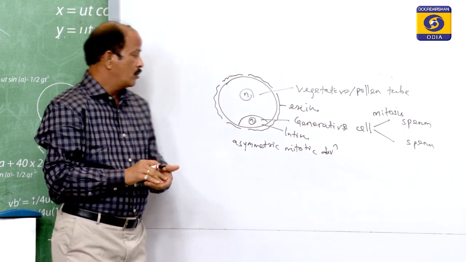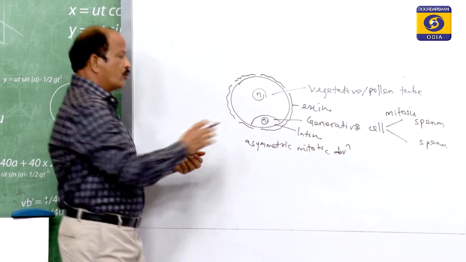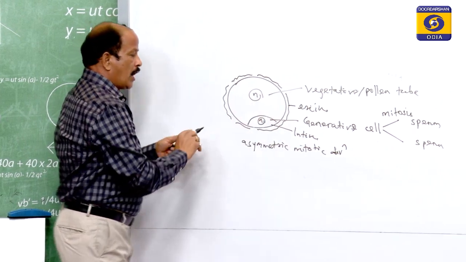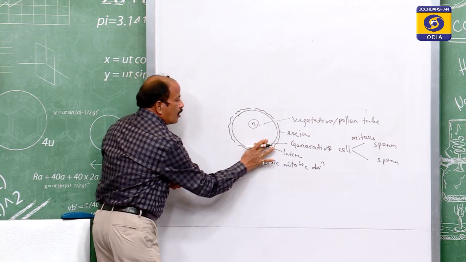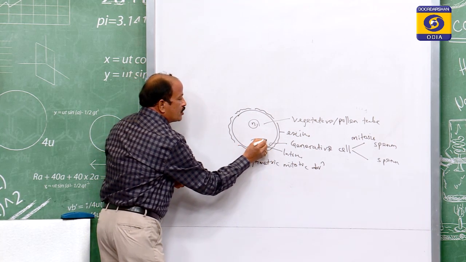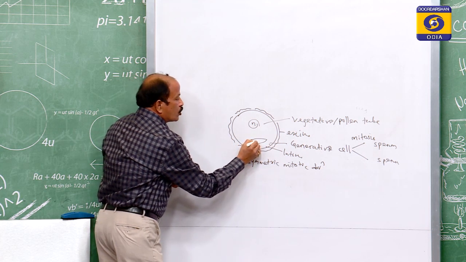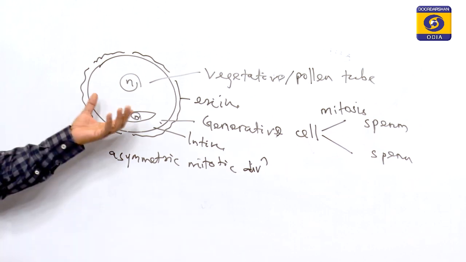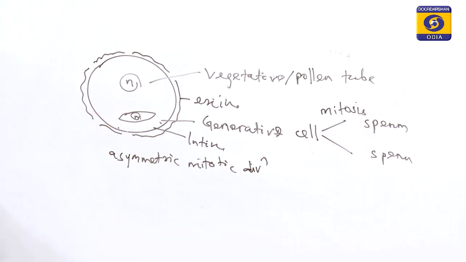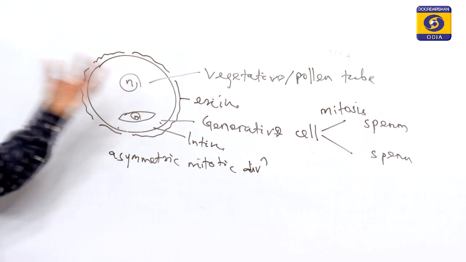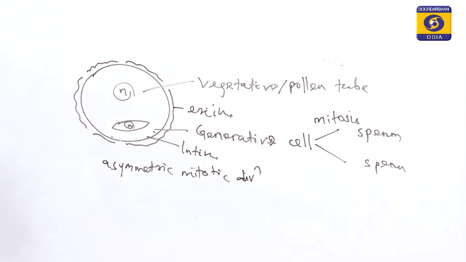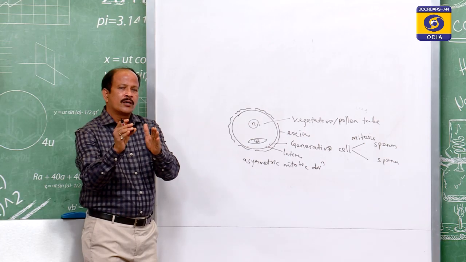Now, this is a generative cell. This cell becomes free from the cell wall, and ultimately it is a spindle-shaped cell suspended in the vegetative cell cytoplasm. Why does this become spindle shaped? It is assumed that if it were a spherical cell, it may face difficulty while passing through the pollen tube, but if it becomes spindle shaped, then it is easy.